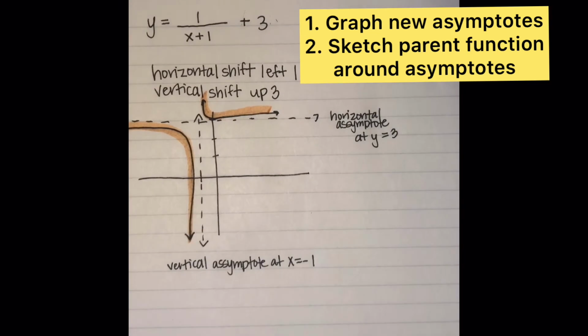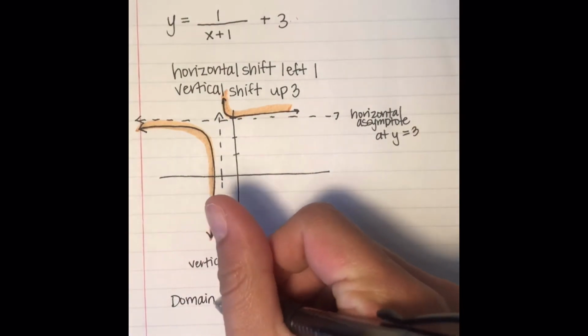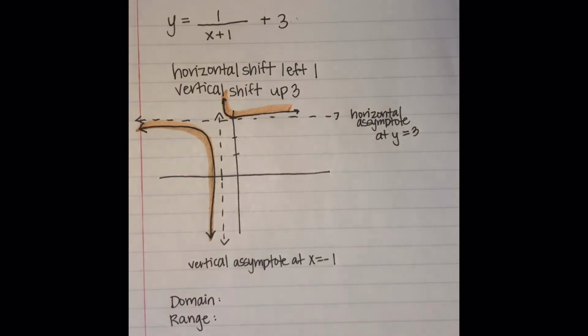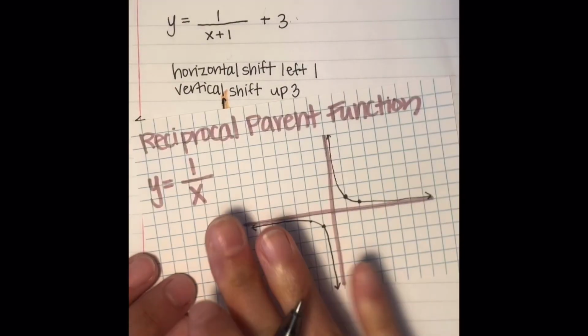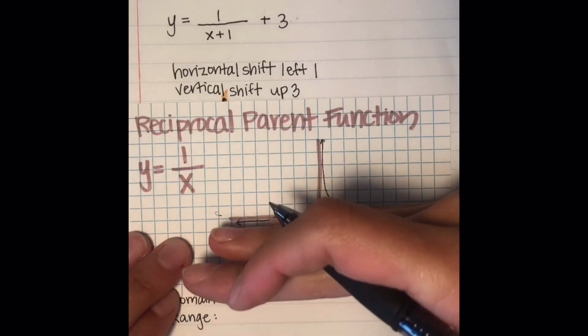Okay, so with that, we do need to adjust our domain and range. So domain and range. With the parent function, we had gaps at 0, so we went from left, stopped at 0 to right, bottom, stop at 0 to top.